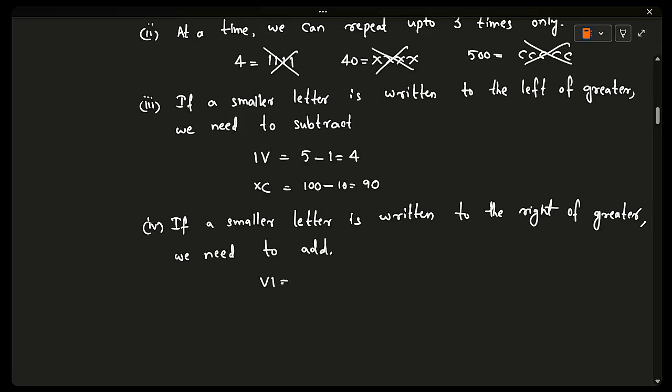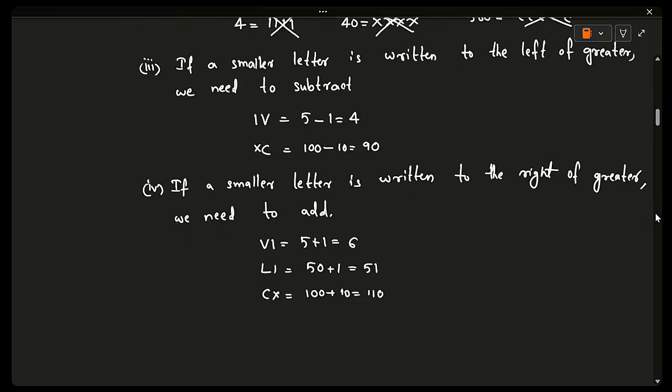Suppose we have VI. So I is smaller and it is written to the right of the greater letter. So when it is written to the right, we need to add. 5 plus 1 is going to be 6. Suppose we have something like LI. Then L is 50 and I is 1. It is written to the right, we need to add, that is 51. Suppose we have CX. Then 100 plus 10 is going to be 110. So whenever smaller letters are written to the right, we need to add.